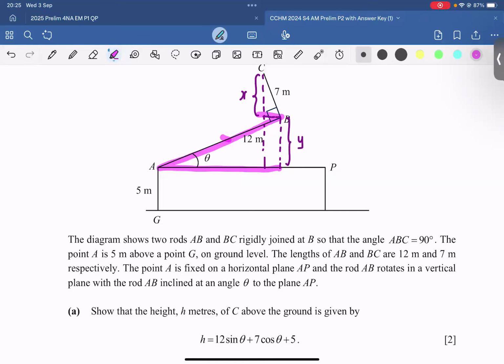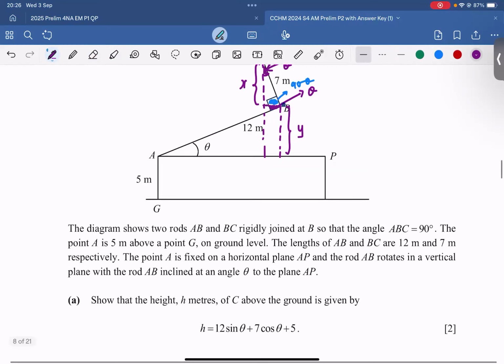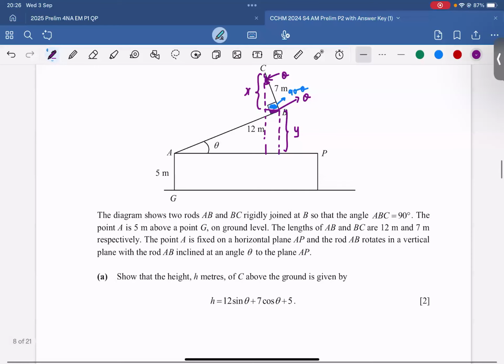Okay, we will know that this small part is actually theta. This small part here is actually theta. So this blue part will be 90 minus theta. And then this part will be theta again. Okay, so please indicate in your diagram, your teacher needs to see that.